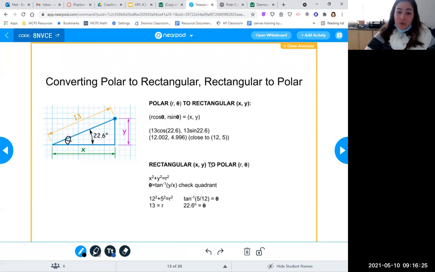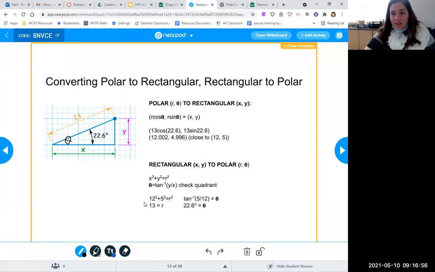Okay, rectangular to polar, as you might expect, to get the radius from xy, use the Pythagorean theorem. X squared plus y squared equals r squared. So 12 squared plus 5 squared equals r squared, and r is 13. Okay. Just like we had with vectors and parametrics, the way you get the angle is inverse tangent of y/x, right? Which makes sense. Tangent of theta is opposite over adjacent, or y/x. So inverse of that makes sense that that's your angle. You just need to make sure, like we did in vectors, that you check your quadrant, right?